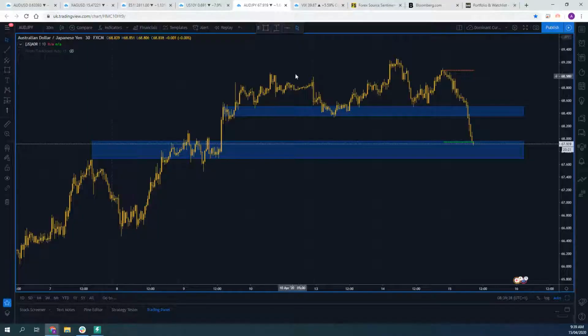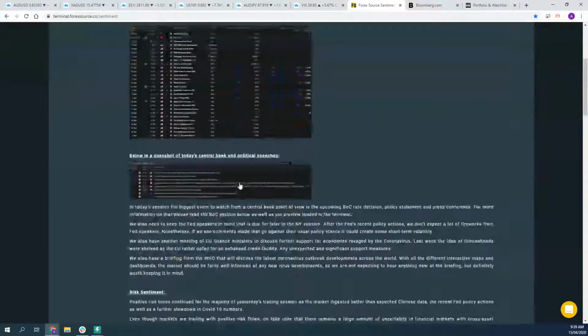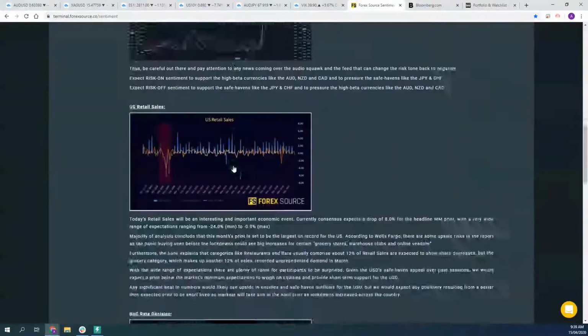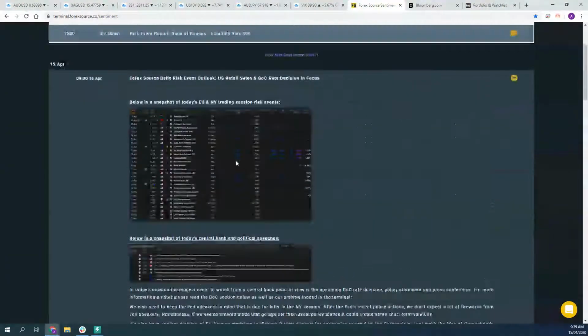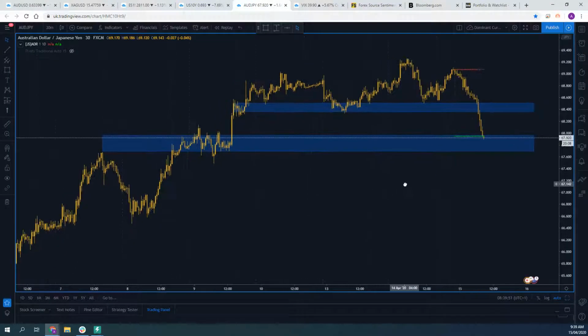For more information on what we're looking for that retail sales event, make sure to go to the daily risk event outlook report in the must read section and just have a quick read of that retail sales report for the US. So that is what we're looking for the Aussie yen. If we do have any other updates or a change in the bias as usual, we'll make sure to let you know.